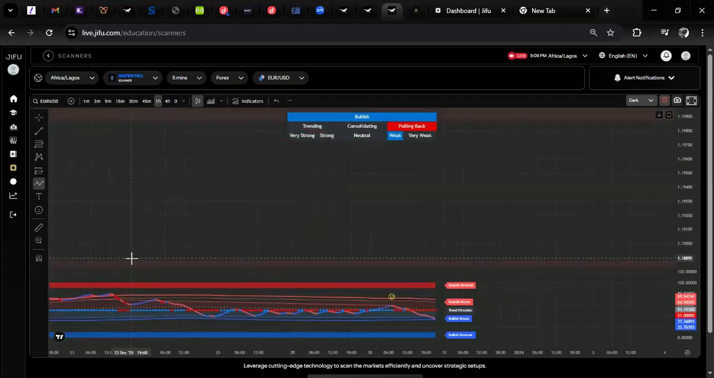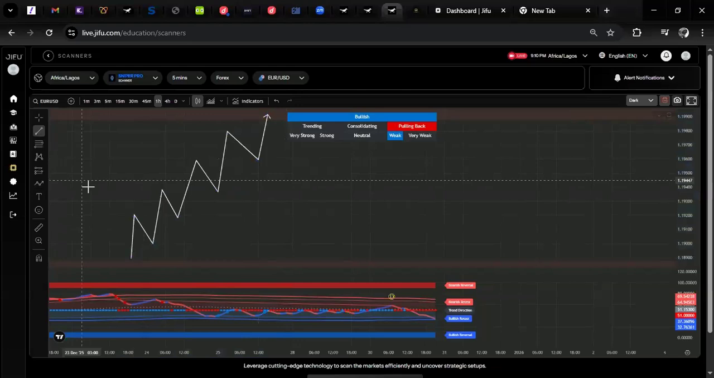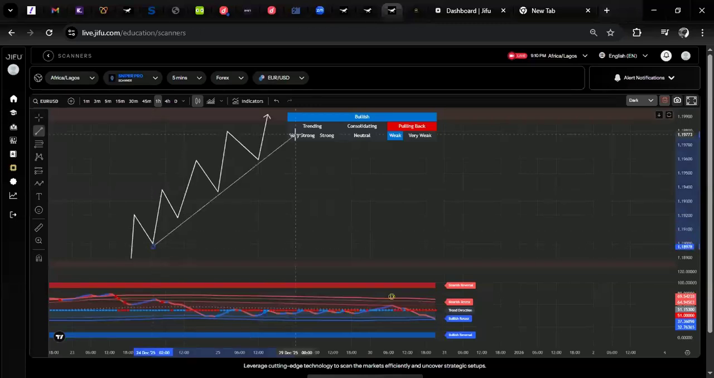Trust me. Now, this is a bullish trend. You agree with me that this is a bullish trend? An impulse, pullback, impulse, pullback, impulse, pullback, impulse. Now, if you take your trend line and then drag it like this, you agree with me that this right here is an uptrend? This is an uptrend, right? Because it's actually trending to the upside.